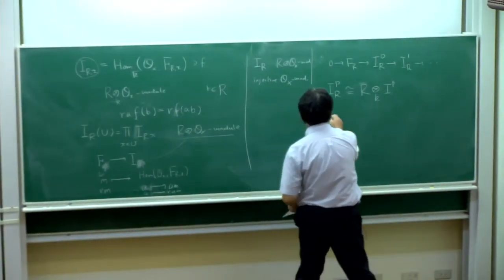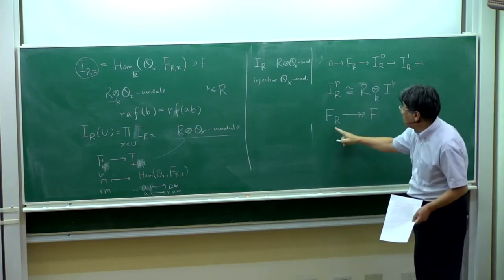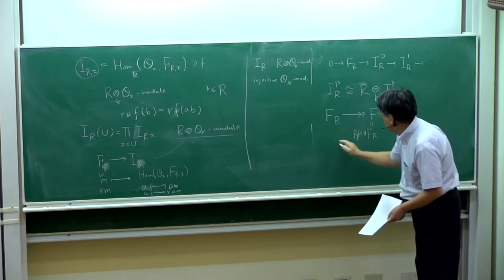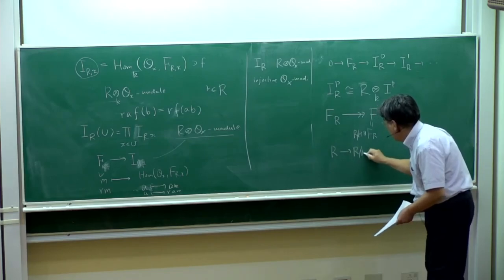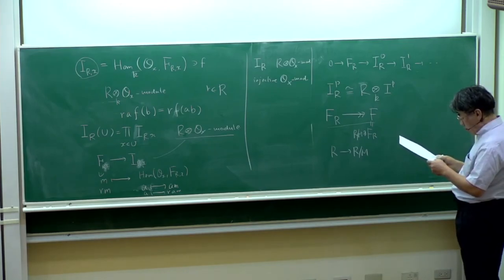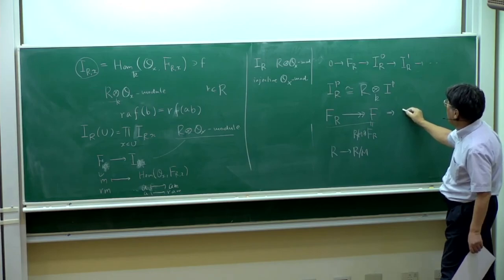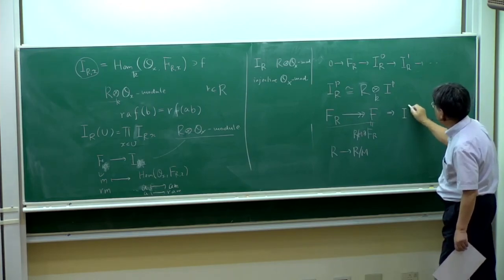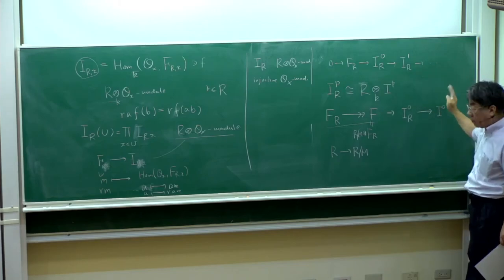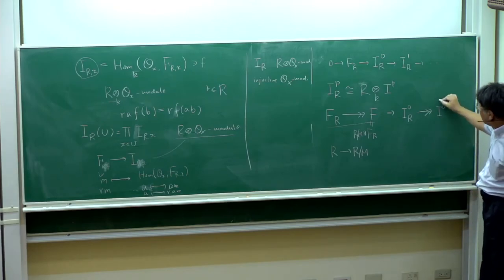Because there is a homomorphism, and because FR is, so this is just R over M tensor. So from R to R over M, I have this surjective homomorphism. And from here, I have I0R to I0, the first term. The second term and so on are similar. At the first this, so this is also surjective. But then I0 is injective, so there is a splitting here.